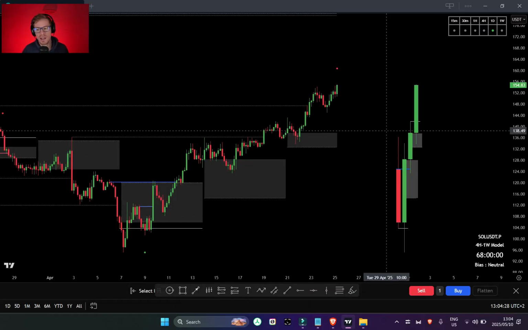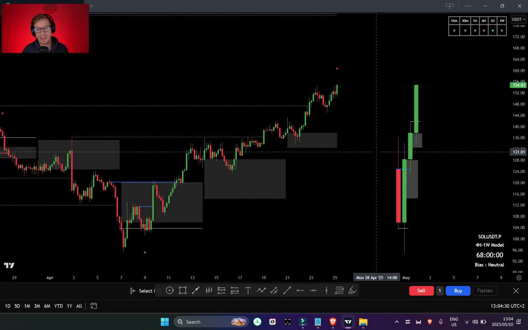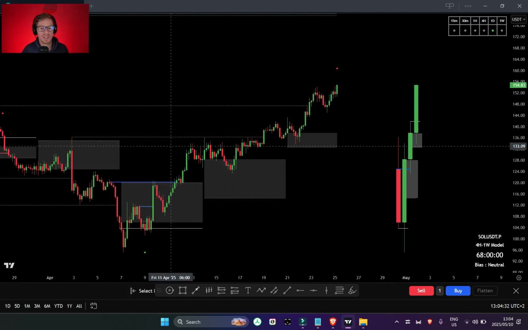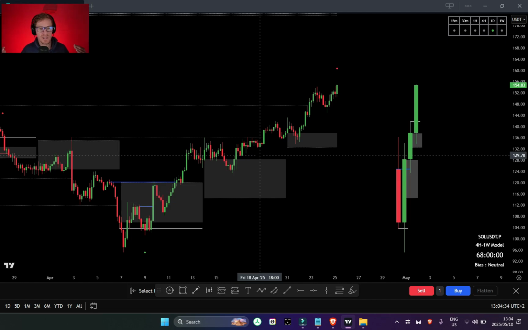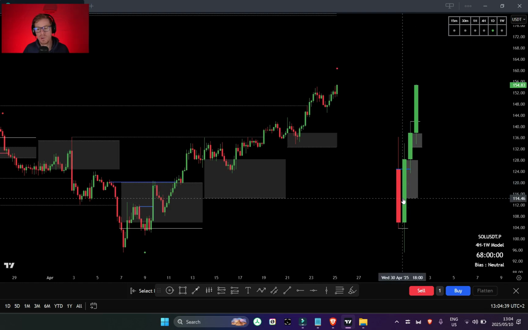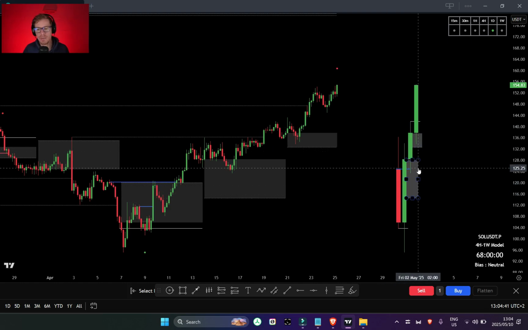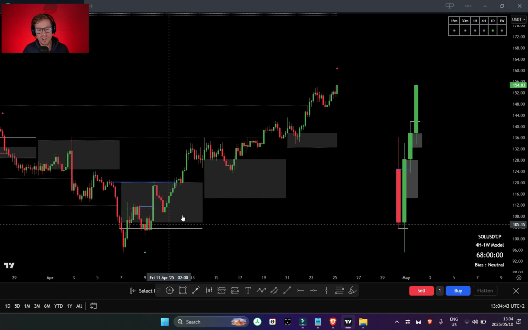You can see we've got the higher time frame candles here, which is the weekly candles, and then we've got the 4-hour lower time frame candles. And remember, we always want to synchronize this higher time frame with the lower time frame. You can see now we've got these equilibrium levels and boxes that have been projected onto the lower time frame.